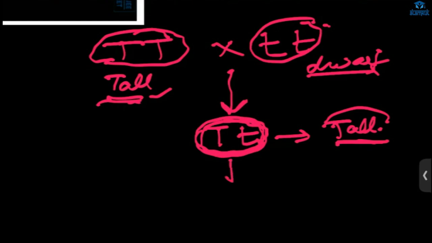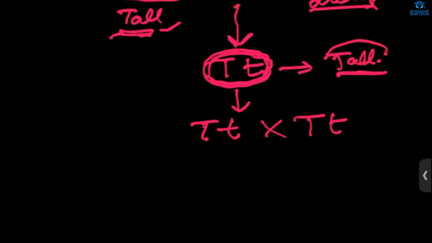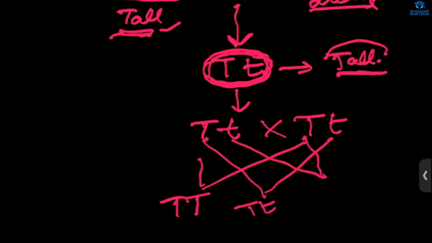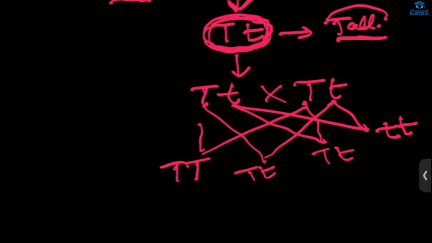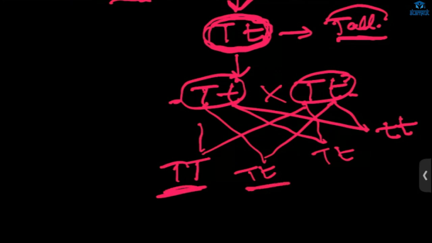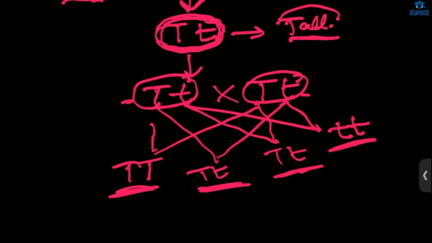Then what did he do? He crossed this again. What did he find? Ma'am, again capital T and small t. He found tall, tall, then short, then tall, tall, short. Oh my God, ma'am, how is this possible? Does the child have all these four? No, this is like a tree: one tree and another tree. Both are crossing, so many individuals form, and some are of this type, some of this type, some of this type, and some of this type.